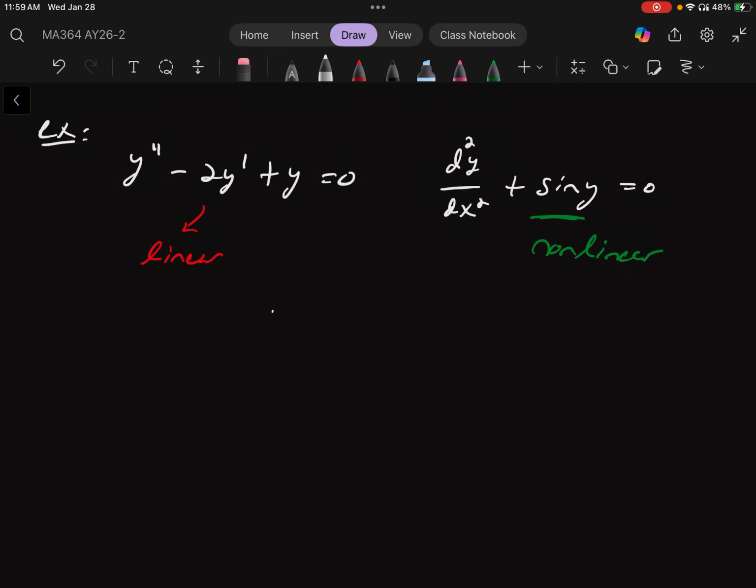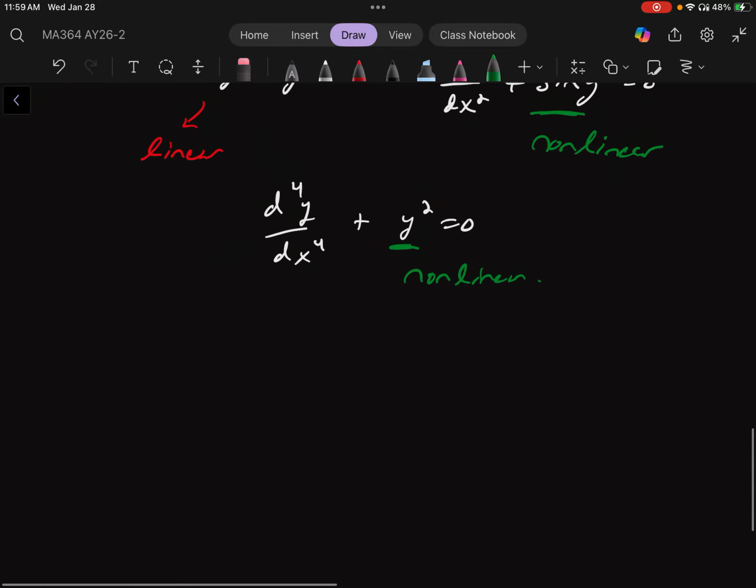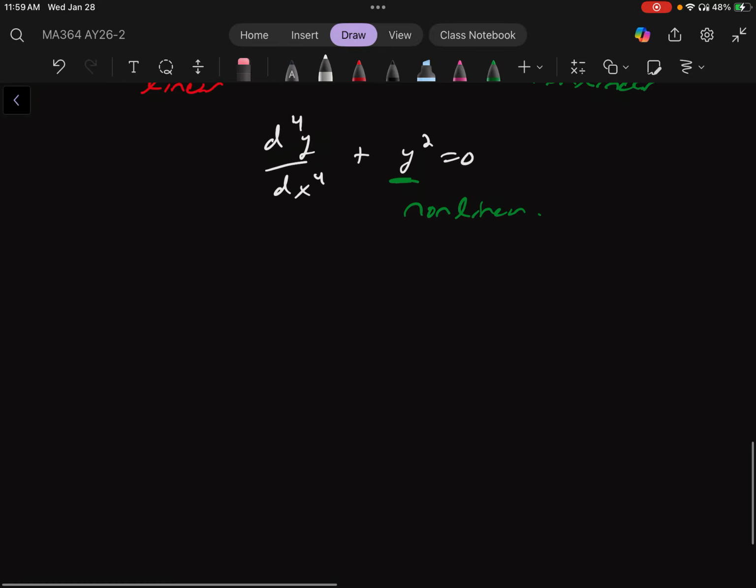One more final example here. Let's say we want the fourth derivative plus y squared equal to 0. Again, this term doesn't involve just x, it's a function of y, so that makes it nonlinear. It turns out that linear ODEs are at least our first thing that we're going to tackle, and the best ones to do an introduction to differential equations. Nonlinear ODEs are much more difficult.